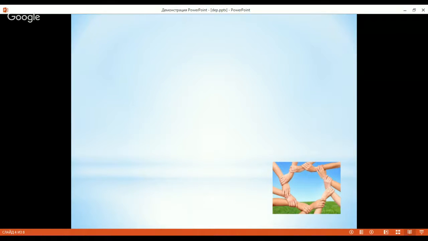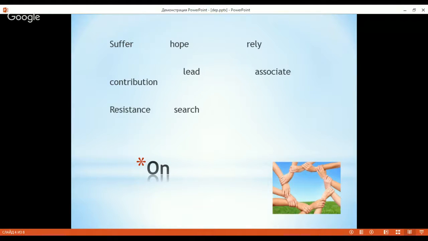On the other slide, you see another picture, and it's up to you to decide and to imagine in your head which word we can match to the preposition on.